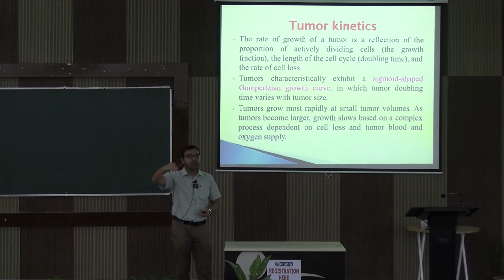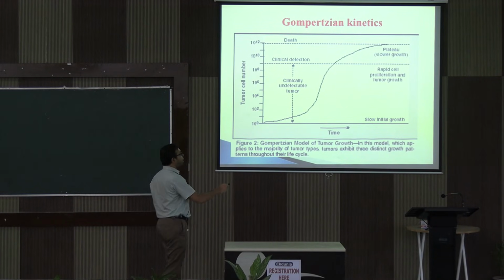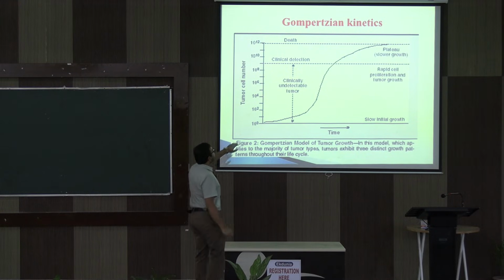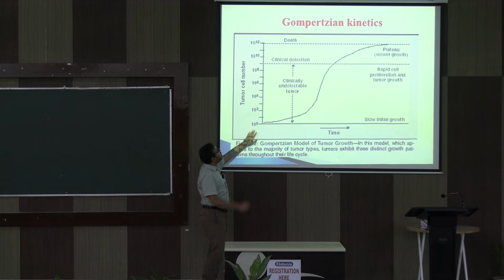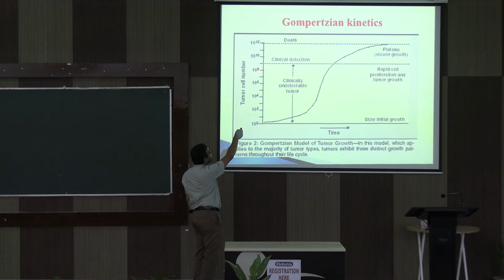How these tumors are increasing, what I have discussed, and where it should be given the different types of therapies. So this is the Gompertzian growth curve. You can see the tumor cell number from 10 to the power 0 cells, and the highest is 10 to the power 12 cells, where usually death happens. And approximately at 10 to the power 9 cells, usually the clinical detection happens.